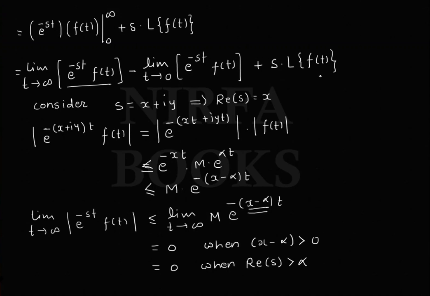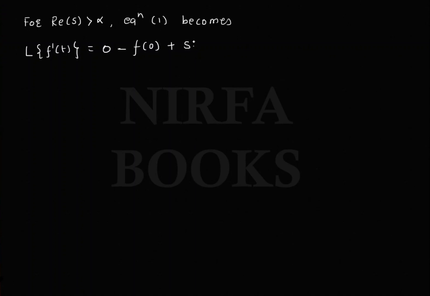So if we call this expression equation number 1, and in this equation 1, for the first term, if I consider these calculations, then the value of the first term will become 0 for this condition. Therefore, I can write from equation 1, for the real part of s greater than alpha, equation 1 becomes: the left hand side is Laplace transform of f dash t, and it is equal to, the first term will become 0 minus f of 0 plus s into Laplace transform of f of t.